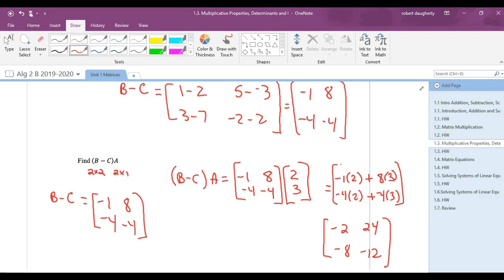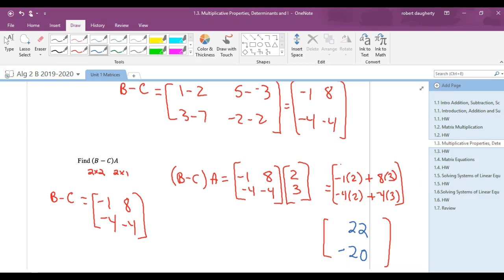Isn't that a 2 by 2 though? This one right here. Negative 2. Oh, sorry. Yeah. Gosh, I have to back up. You guys should have looked confused with what I did there. Let me back up. The answer is 2 by 1. Sorry about that. So negative 2 plus 24 is 22. And negative 8 plus negative 12 is negative 20. That's the answer. 22, negative 20. Sorry about that. Okay.